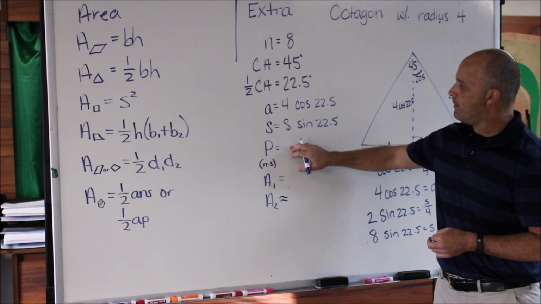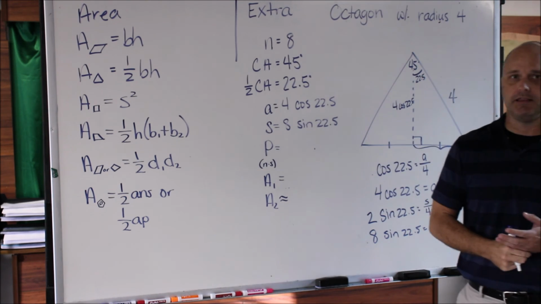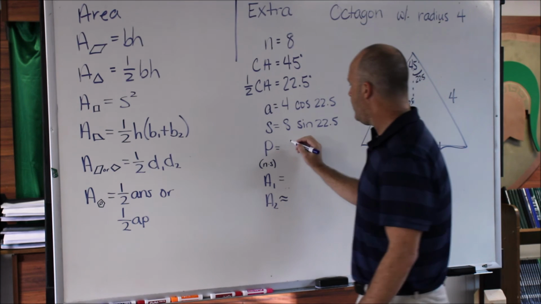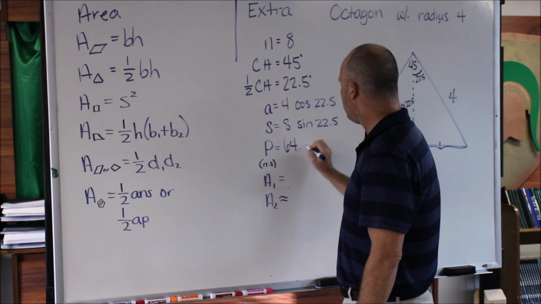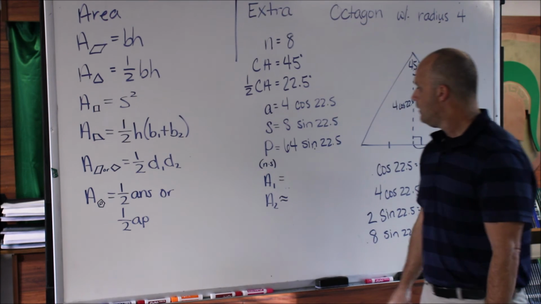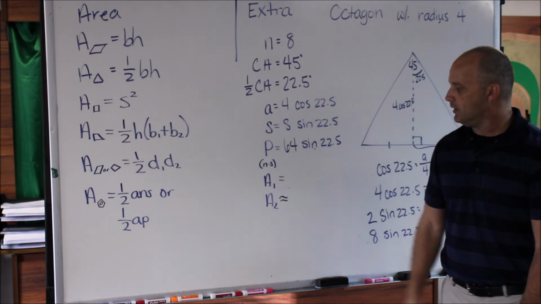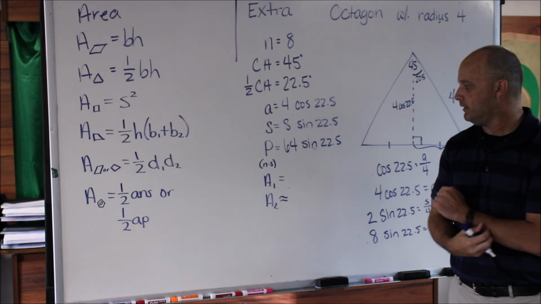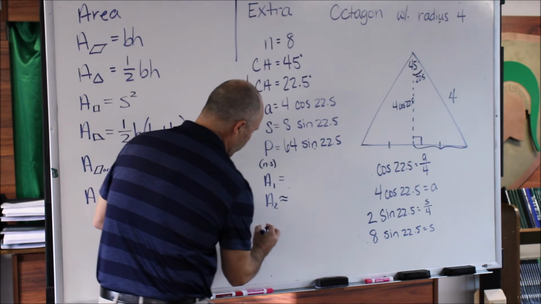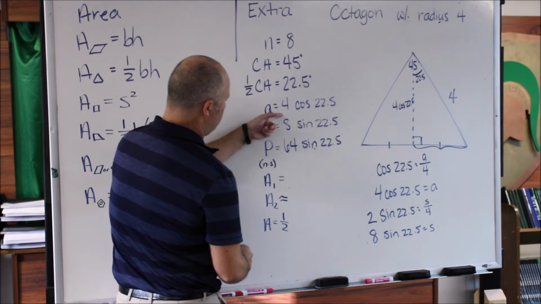So now I have enough information to figure out what the perimeter is. So the perimeter, remember, is going to be the number of sides times the side length. So it's 8 times 8 sine of 22.5, which is going to be 64 sine of 22.5. Once I have that, I can then fill in my formula for the area. So I've got 1/2 AP. So A equals 1/2 times the apothem.